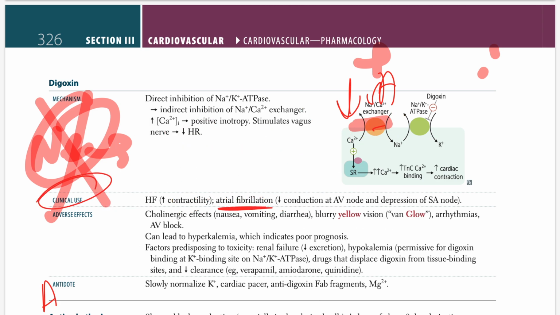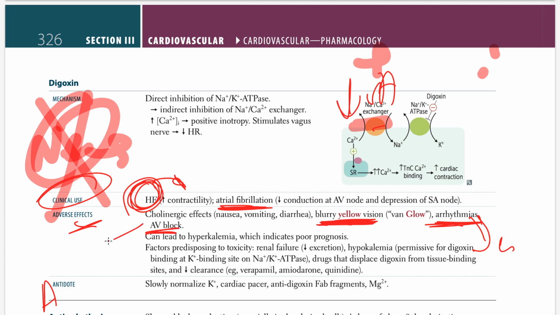So for clinical uses, it's used in heart failure, causing an increase in contractility, and in AFib. Adverse effects, high yield: vision change or color vision change in the yellow color, and also arrhythmia, which is life-threatening. Treat with phenytoin, and AV block, treat with atropine. It can lead to hyperkalemia because potassium is outside. It causes hyperkalemia, which indicates poor prognosis.